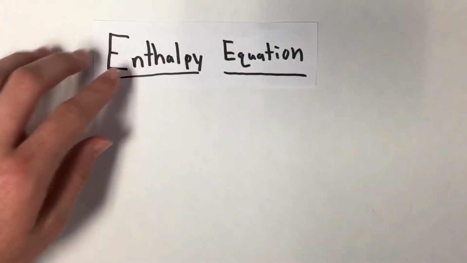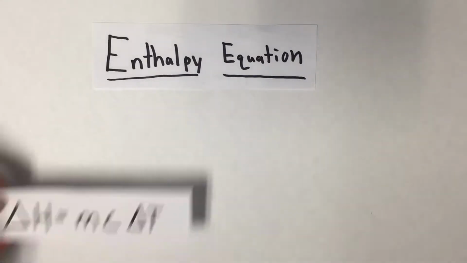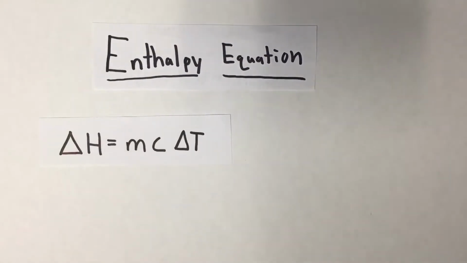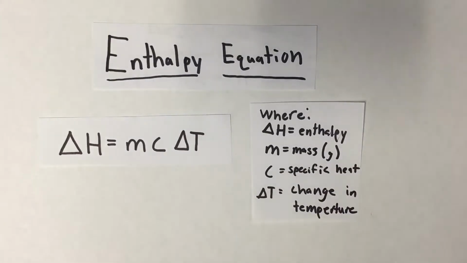When you're doing any lab dealing with calorimetry, you're going to be dealing with something called enthalpy, and that's sort of like a measure of heat energy. We're going to look at the basic equation for it, which is delta H equals MC delta T. In that, the variables stand for multiple things. Delta H is your enthalpy in joules. M is your mass of your solution in grams. C is your specific heat in joules over grams degrees Celsius. And your delta T is going to be your change in temperature, final minus initial, in degrees Celsius.